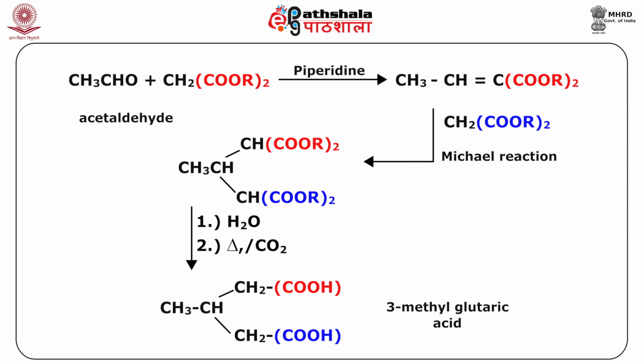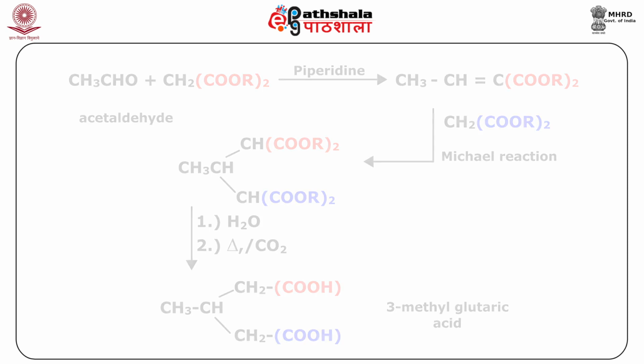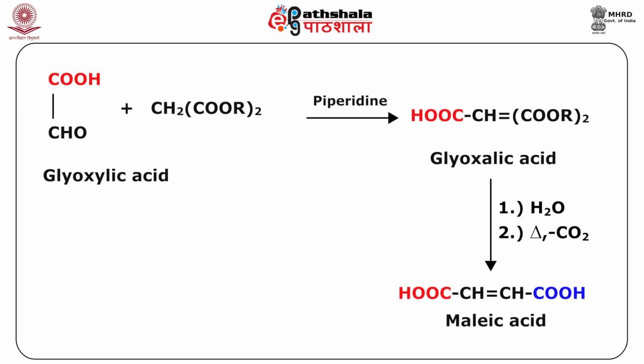further on hydrolysis all these ester groups will get hydrolyzed and there will be decarboxylation giving the corresponding 3-methyl glutaric acid as the product. Another example you can see here, we start with this glyoxylic acid and do the reaction with dialkyl ester of malonic acid. In the presence of piperidine, we will first get this condensed product, and when this is subsequently subjected to hydrolysis and subsequent heating, it undergoes decarboxylation, we get malic acid. So, you can prepare malic acid using Knoevenagel condensation.